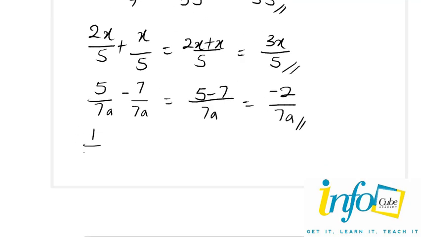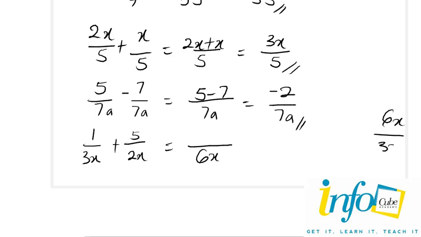Another one is 1 over 3x plus 5 over 2x. In this case, the denominators are not the same. So we go ahead to find the LCM of 3 and 2 first, which will give us 6, and then x. 6x divided by 3x: the x will cancel the x, then 6 divided by 3 will give you 2. So 2 times 1 will give you 2, plus 6x divided by 2x. Do the same thing we did here, you will get 3, and 3 times 5 will give you 15. Now when you add 2 plus 15, you will have 17 over 6x as your answer.